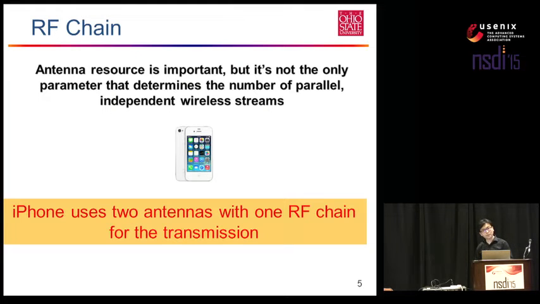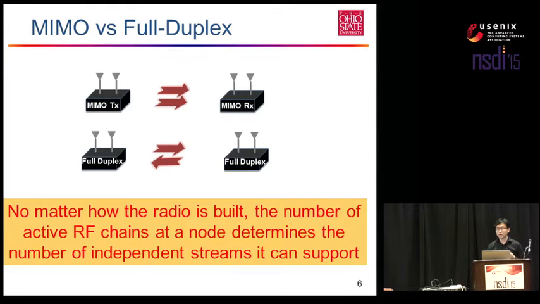So let's come back to the first comparison. We want to say that no matter how the radio is built, or no matter how the design is, the number of RF chains of a node determines how many independent streams the node can support. In this case, when we compare the performance of these 2, MIMO and full-duplex, we'll find that they are the same. They give you the same performance, as MIMO gives 2, full-duplex also gives you 2.